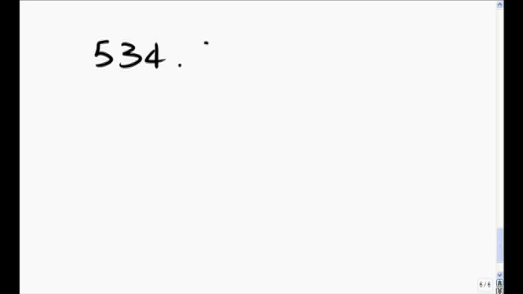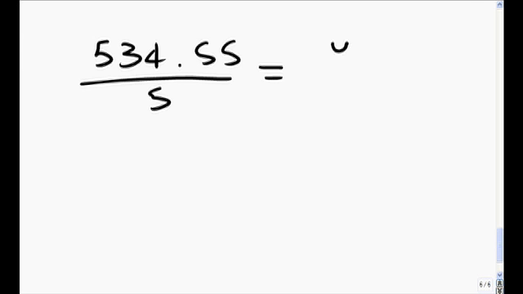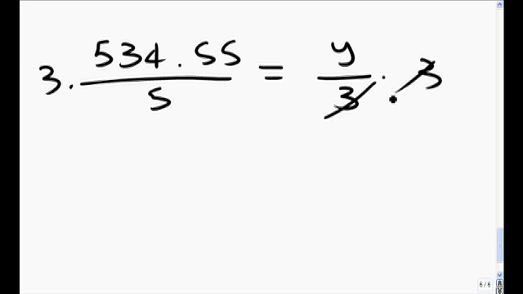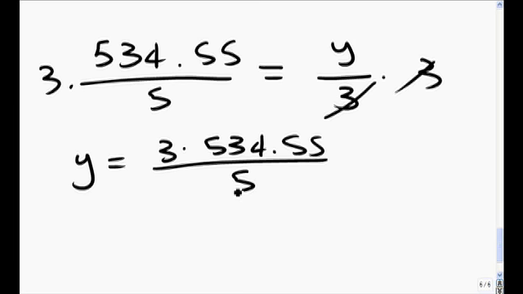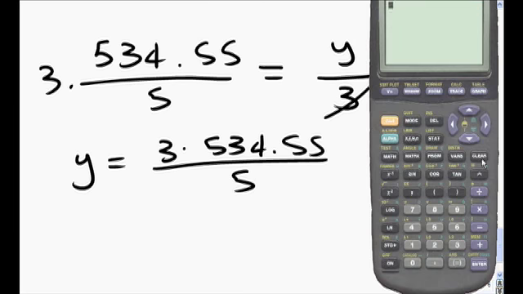Using the $534.55 to 5 days equal to y dollars in 3 days, we create a proportion in which we multiply both sides by 3. Using algebra, we find that y equals 3 times $534.55 divided by 5. $320.73 is earned in 3 days.